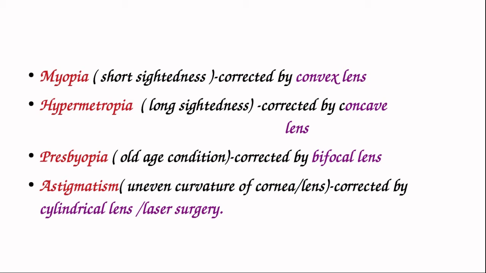Then another one is astigmatism. It is a condition where the person cannot see objects clearly. The vision will be blurred. This occurs due to uneven curvature of the cornea or the lens, and it can be corrected by a cylindrical lens or also by laser surgery.